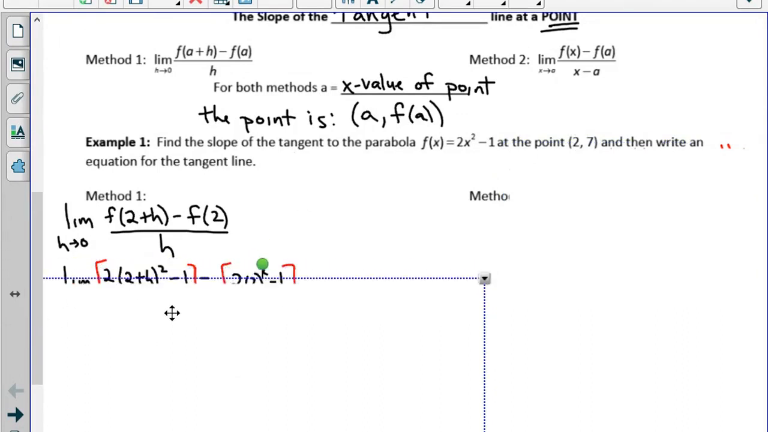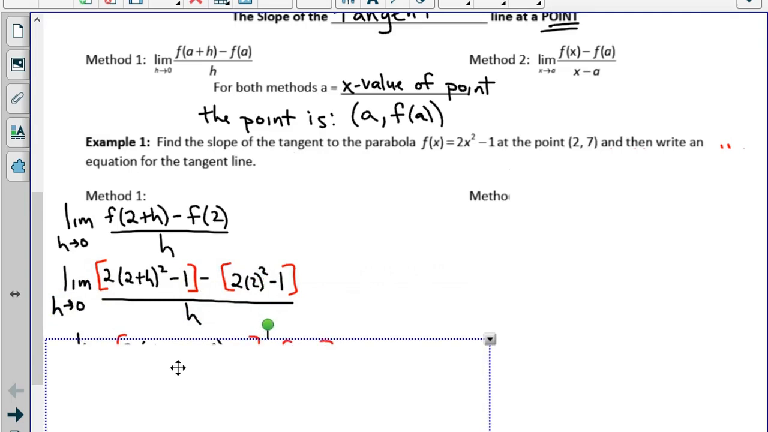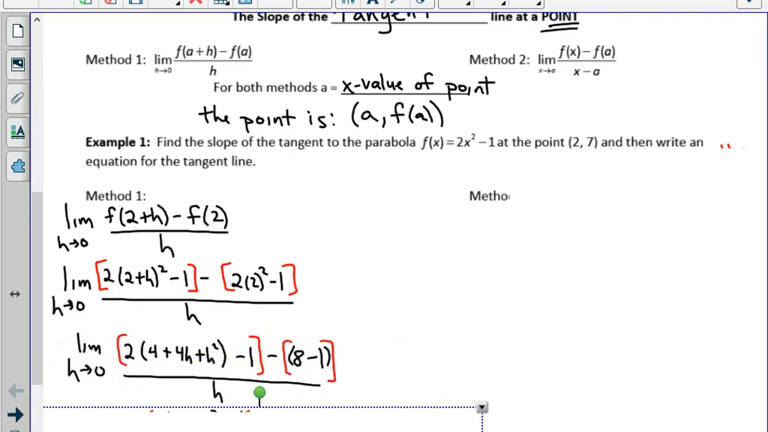Okay, next we have just replacing f of 2 plus h and f of 2 with the actual values of what those are. So we're replacing them with the function 2x squared minus 1. So notice that 2 plus h goes in where x was, and 2 goes in where x was in the other part.